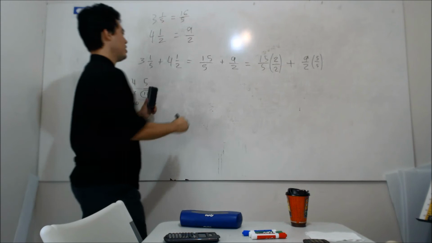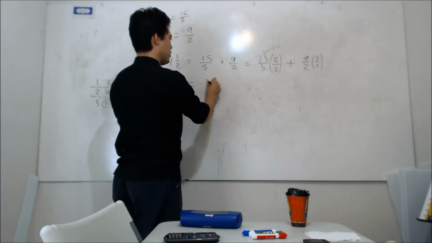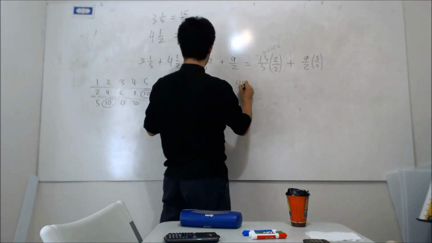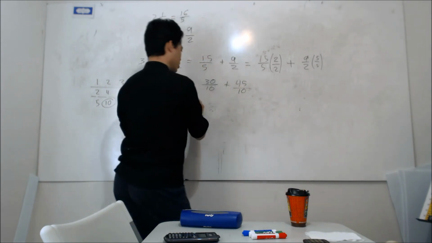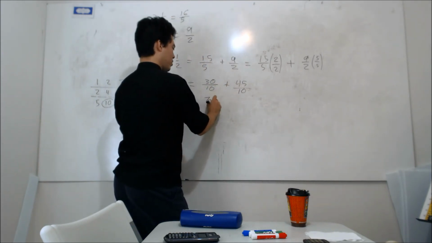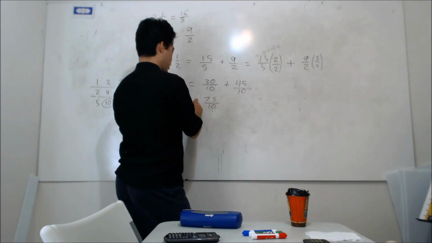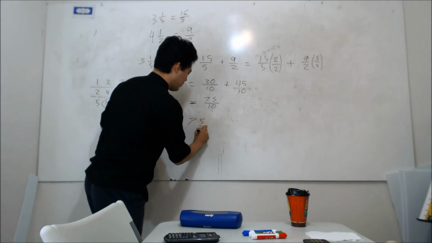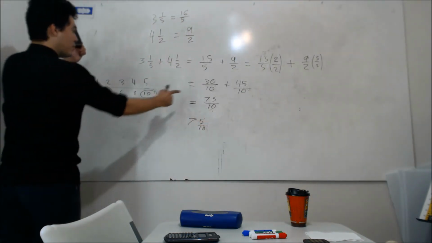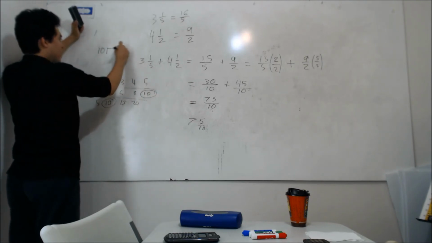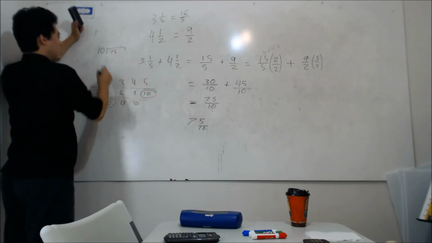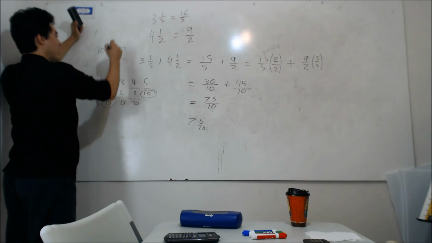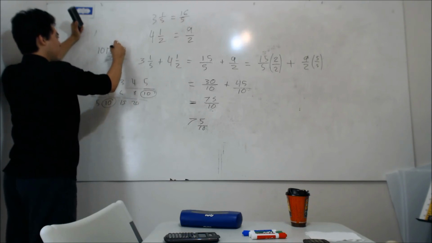So now we're in a position to add these. 15 times 2 is 30 over 10 plus 9 times 5 is 45 over 10. So it's 30 plus 45 is 75 over 10. So we know that this, of course, is going to be 7 and 5 tenths. You can do it the same way we did it over here. We can divide 10 into 75. So 10 goes into 75 7 times, and that gives us 70 with 5 remainder. So that equals 7 and 5 tenths.